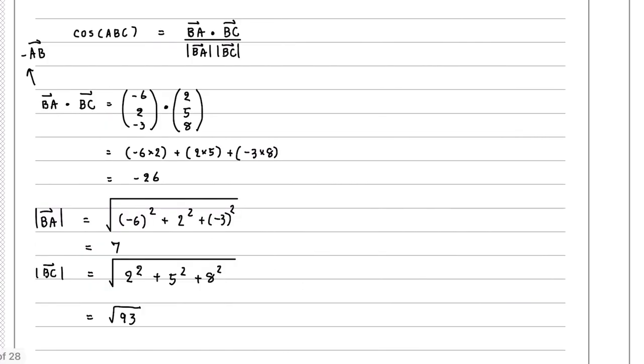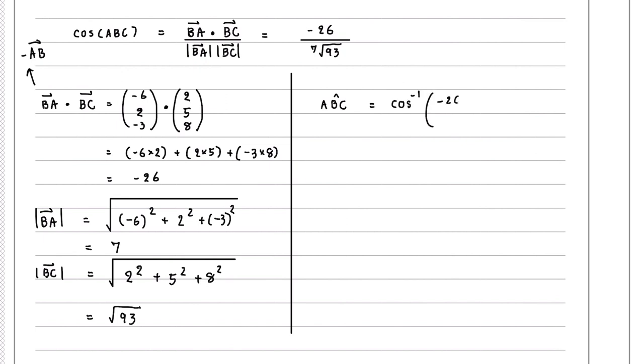And we put all these values into our formula. So this will be negative 26 divided by 7 square root 93. And to find the angle ABC, we can use cos inverse of negative 26 over 7 square root 93, which is 112.653, which can be rounded to 112.65 degrees for 2 decimal places.